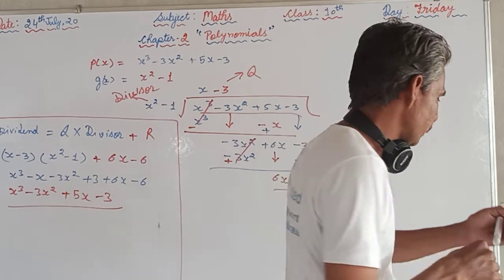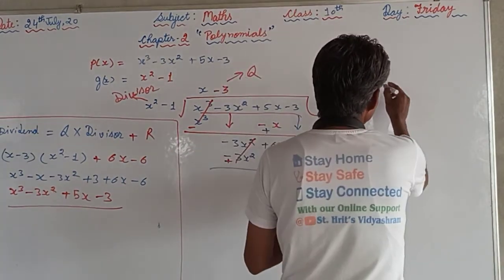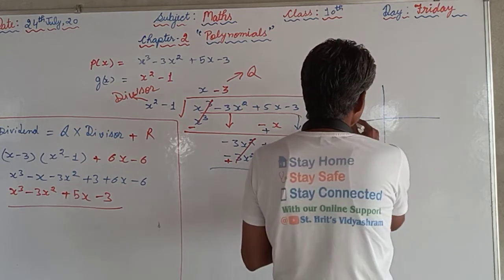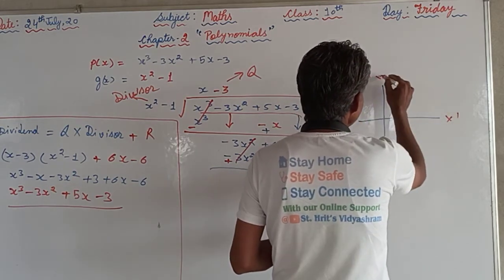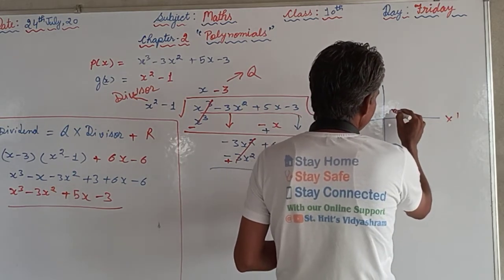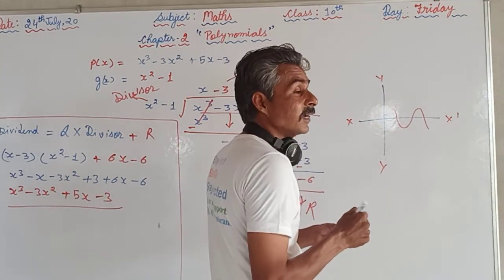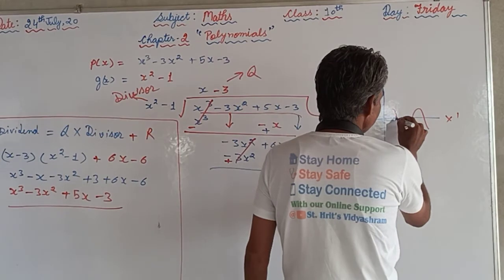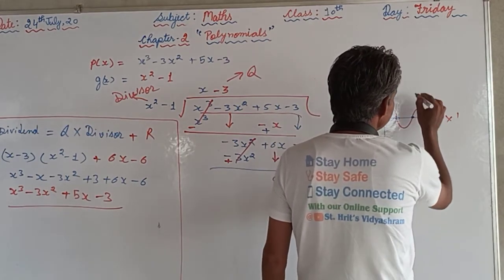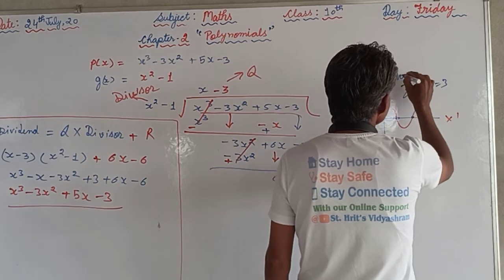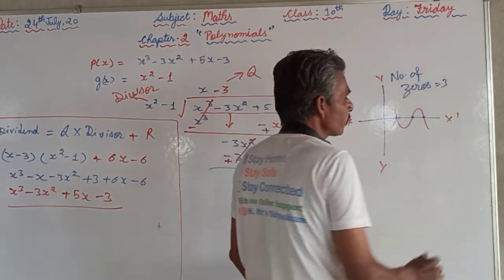If the graph is like that, this is the x-axis and this is the y-axis. If the graph is like this, how many points is it intersecting the x-axis? Means 1, 2, 3. The number of zeros will be 3.